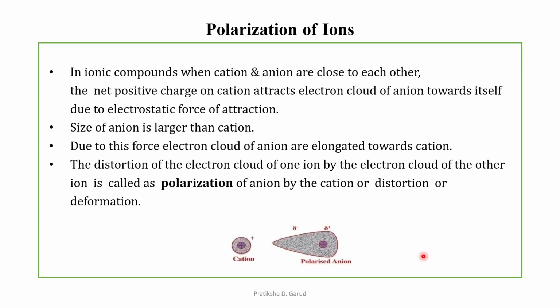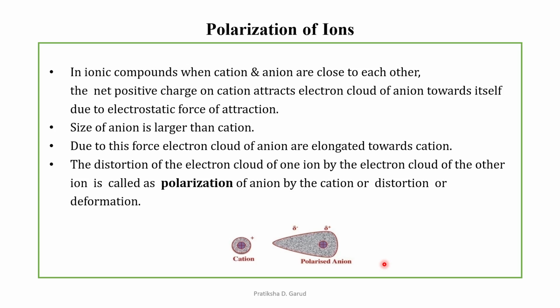Let us see one figure for this. We have one cation and this is the anion. Here it is written as a polarized anion, but before that we have the cation which is small in size and the anion which is larger in size. Due to electrostatic force of attraction, the cation attracts the electron cloud towards itself, due to which the anion gets elongated, right? This is called the polarization of the anion by the cation, or also distortion or deformation.